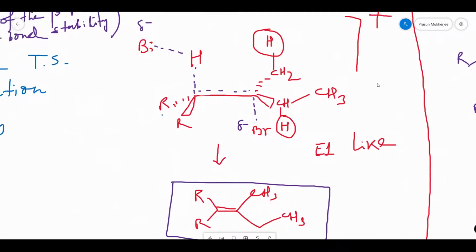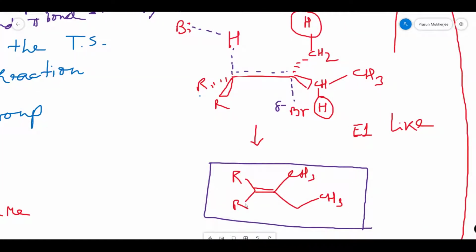So as we all know, any double bond which has more substituents, or any alkene which is more substituted by alkyl groups, is more stable. So why are they more stable?